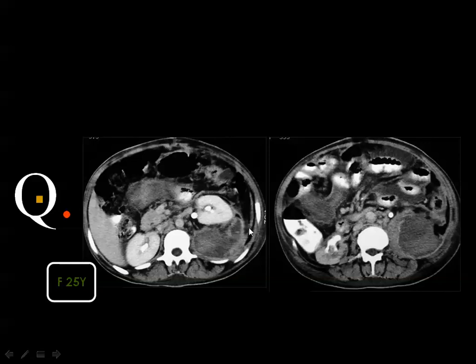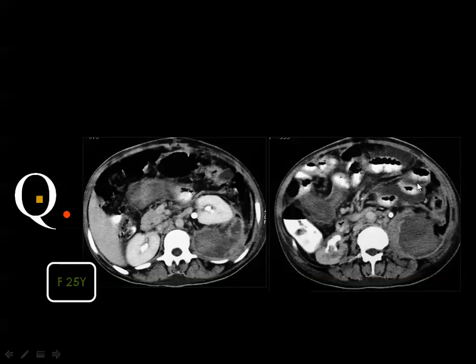Number one, there is a big collection posterior to the kidney, and the kidney is healthy. The kidney is not injured. This collection showed marginal enhancement. Then if you look in the peritoneum, you see other collections within the peritoneal cavity with marginal enhancement of the peritoneum and multiple air fluid levels in the intestine. This is due to ileus. If there is an infection in the peritoneal cavity, it will lead to ileus of the intestine.